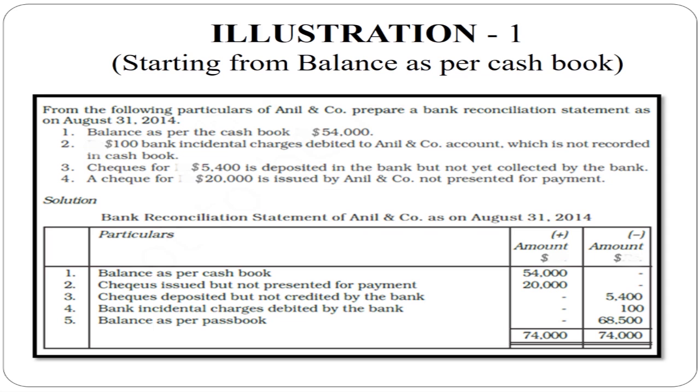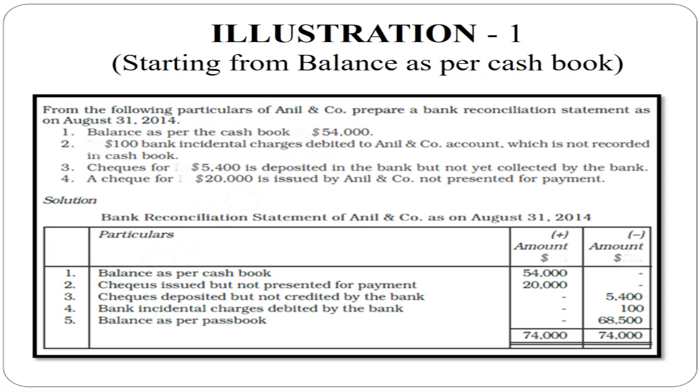So at the end, we will calculate the balance, that is $54,000 plus $20,000 minus $5,400 minus $100, which is equal to $68,500. Now, as we know, the balance is on minus side. That means the minus side is short. So we will write balance as per passbook, 68,500 on the negative side. Now, let's move on to another illustration in which the balance as per passbook is given.